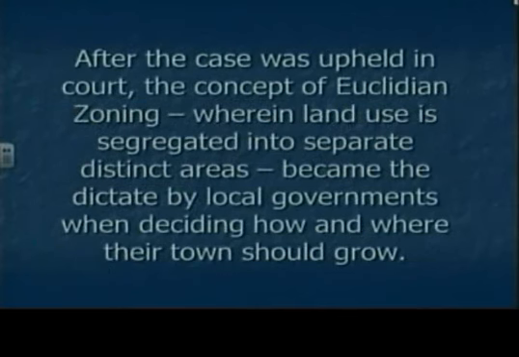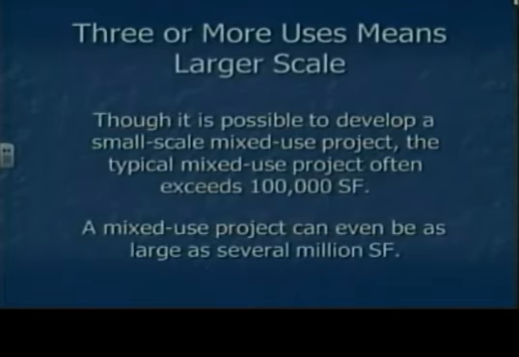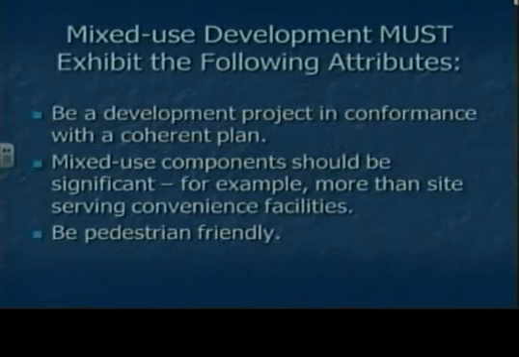After the case was upheld, land use was then segregated into different areas. And so we're starting to see the first concept of that mixed-use idea being broken apart. And so here you have a segregated map showing color codes of different types of zones no longer integrated. 3 or more uses means a larger scale. Though it's possible to develop a small-scale mixed-use project, typical mixed-use projects have to exceed at least 100,000 square feet. A mixed-use project can be even as large as several million square feet.